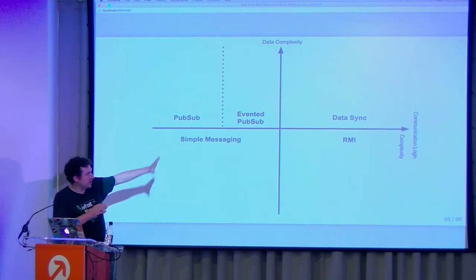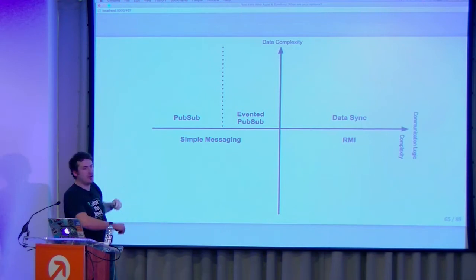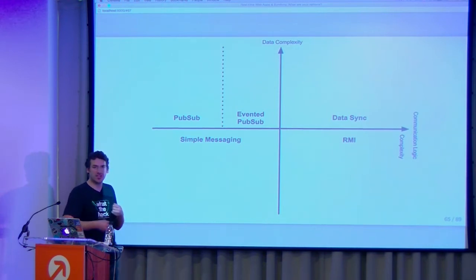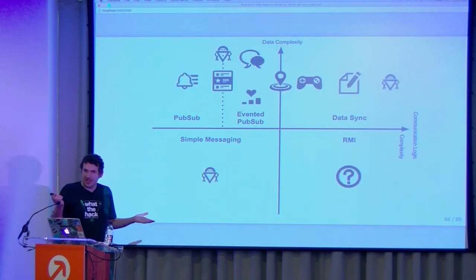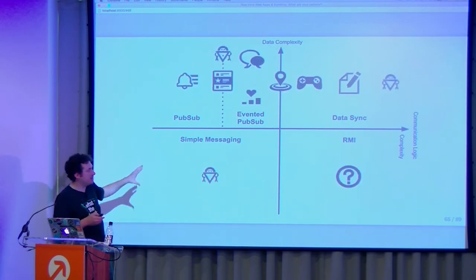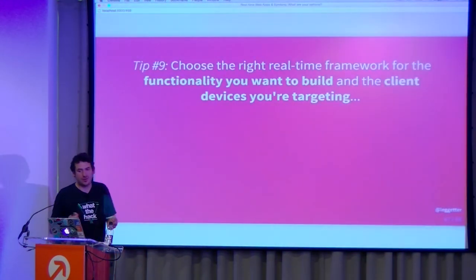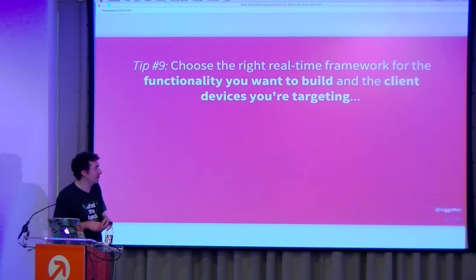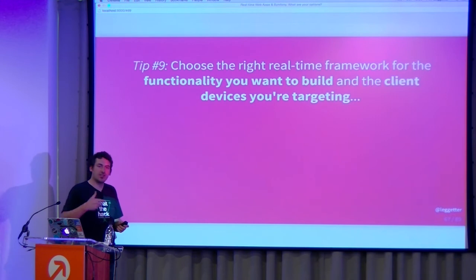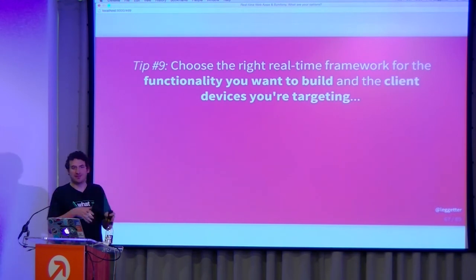And I've got this diagram on communication complexity. So how complex is your business logic, the communications over the wire, or data complexity? Which use case fits best with those different communication types? So there's lots to go into. Ultimately, I appreciate this is a bit of a cheeky thing, but just look at the functionality you're trying to build in your application and pick the framework that offers that.